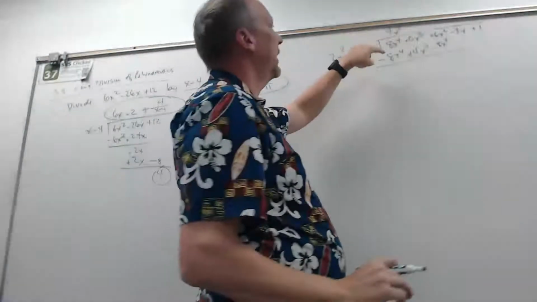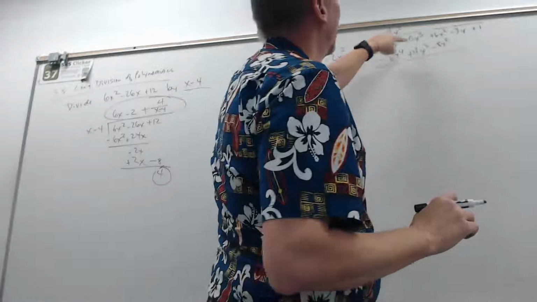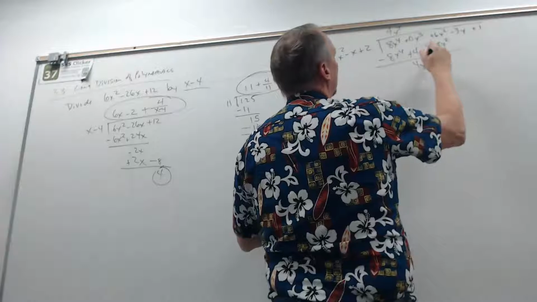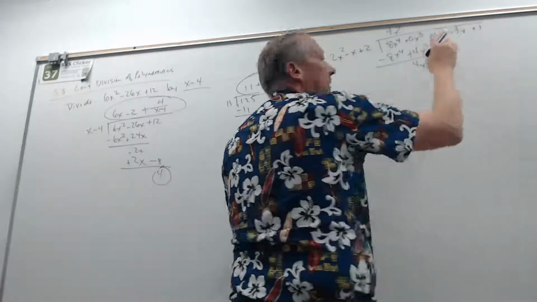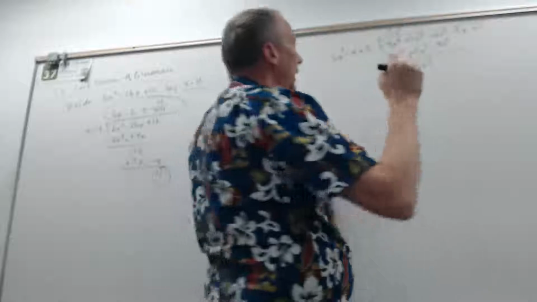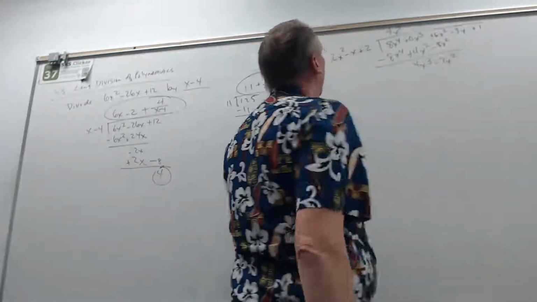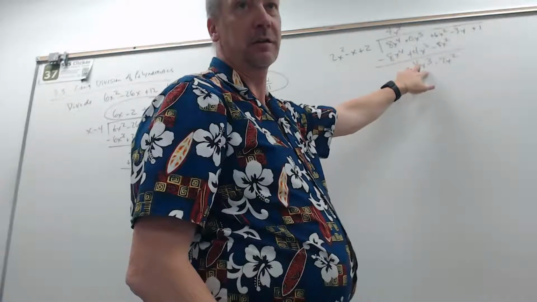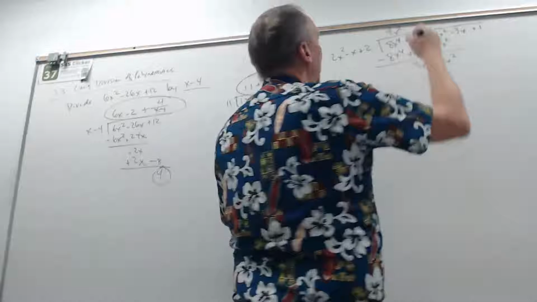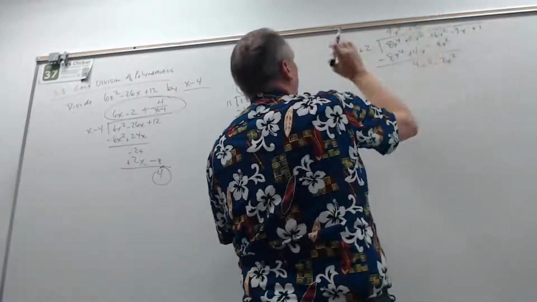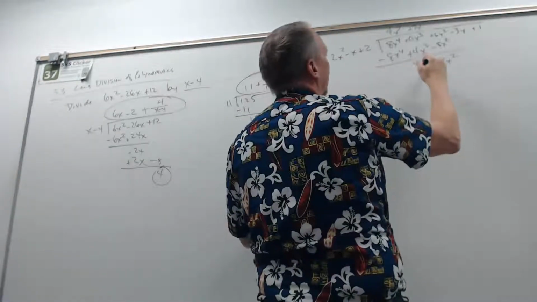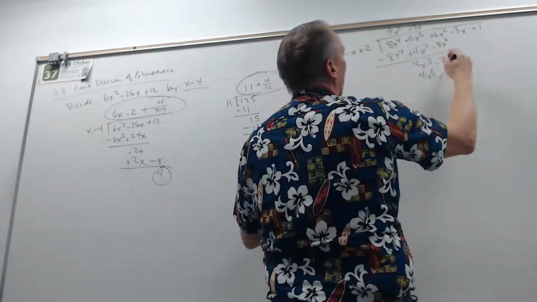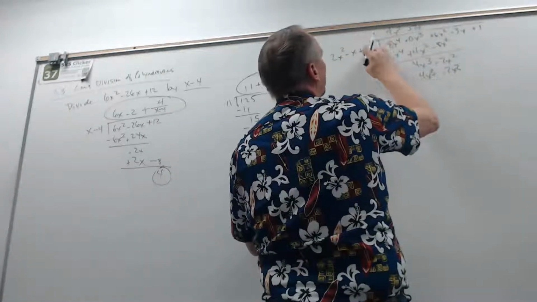8x to the 4th minus 8x to the 4th is 0. 0x cubed plus 4x cubed, 4x cubed. 6x squared minus 8x squared, negative 2x squared, okay? Does 2x squared go into 4x cubed? Yes, it does. It goes in 2x times, so plus 2x. 2x times 2x squared is 4x cubed. 2x times negative x is negative 2x squared. 2x times 2 is 4x.